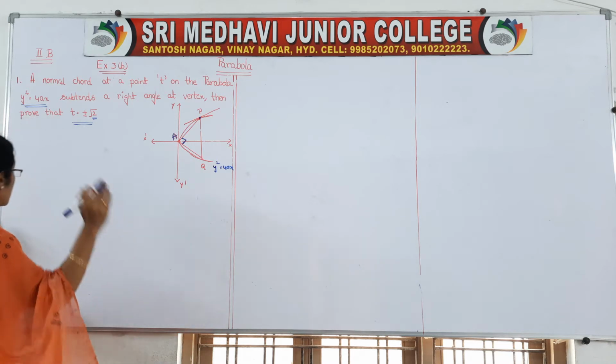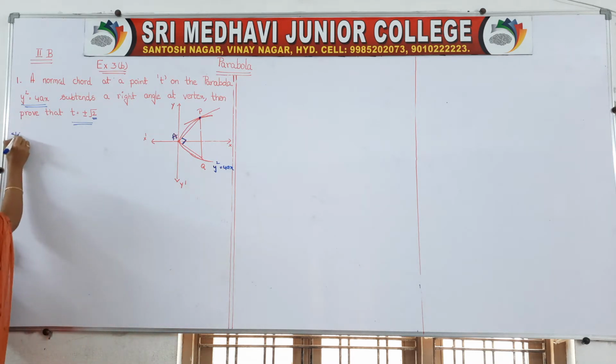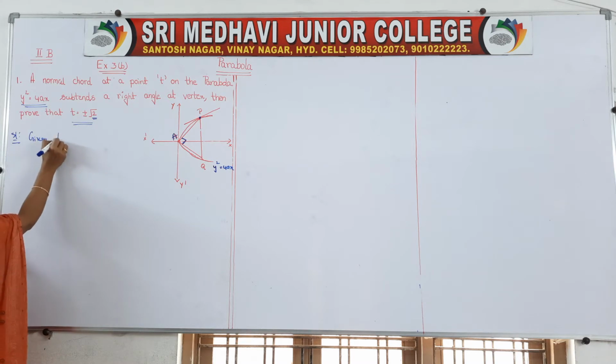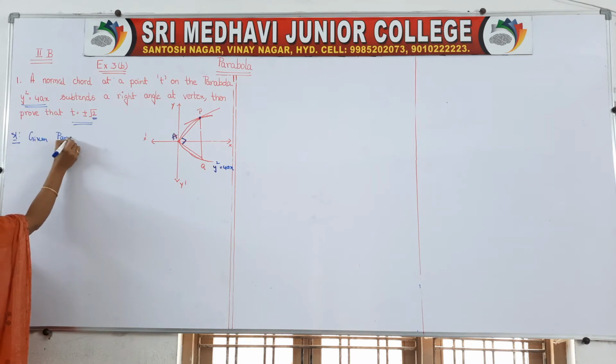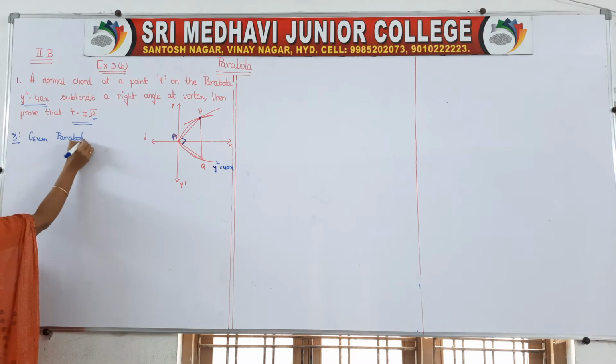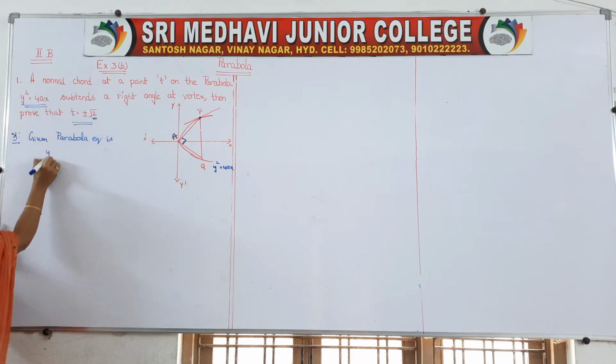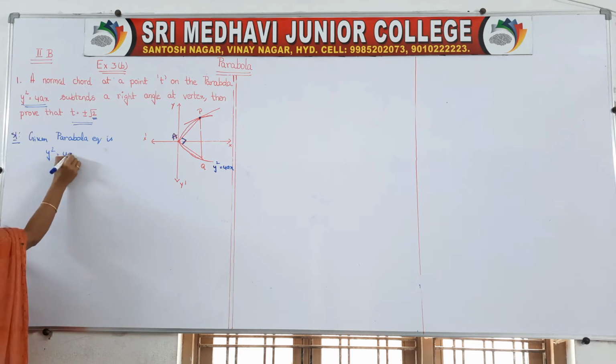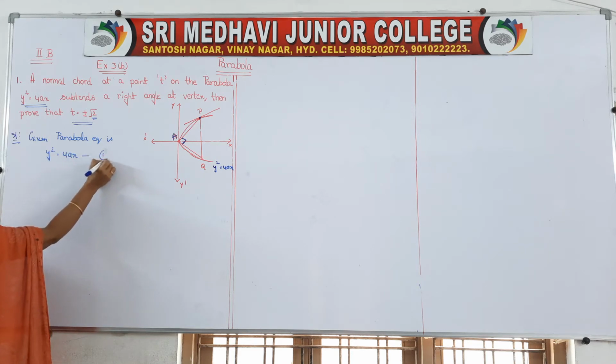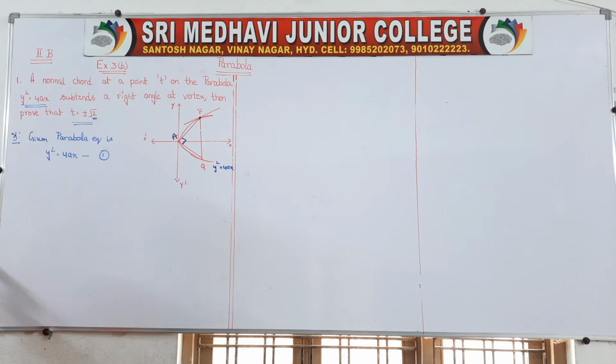Okay, now we will solve this problem. So write down: the given parabola equation is y square is equal to 4ax. You consider this as equation 1.